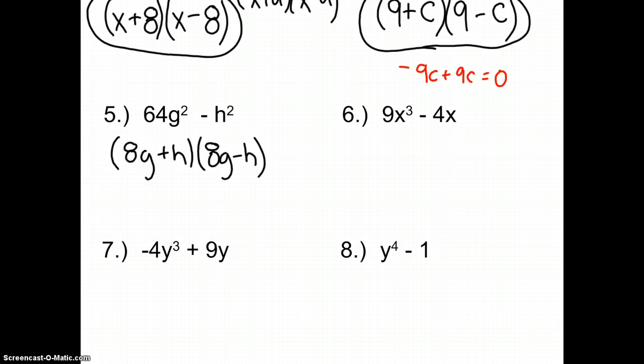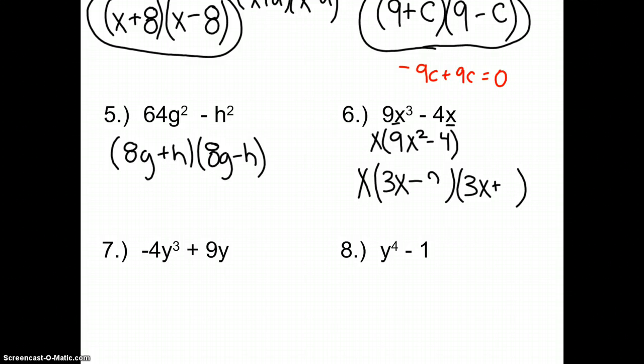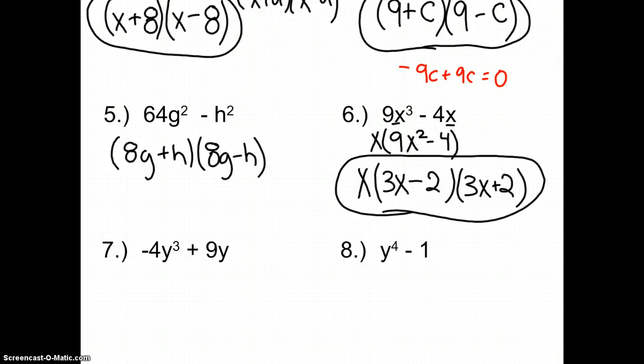Number 6, we have 9x cubed minus 4x. We have an x in each term, so we're going to have to factor it out, and then we can have 9x squared minus 4, so we can square root each term. The square root of 9 is just 3, and x is just x, so we have 3x in both terms, a plus and a minus. Square root of 4 is 2, so x times 3x minus 2 times 3x plus 2 is our factored solution.